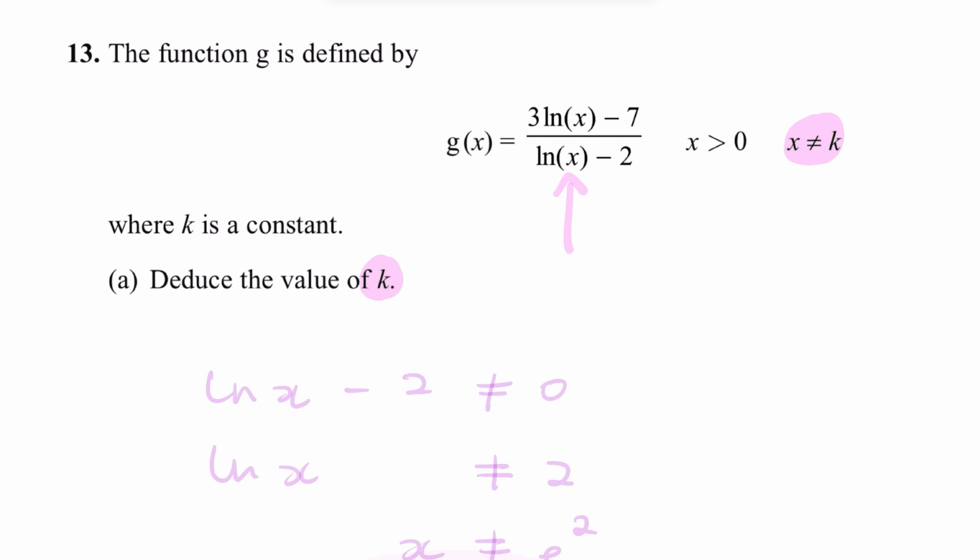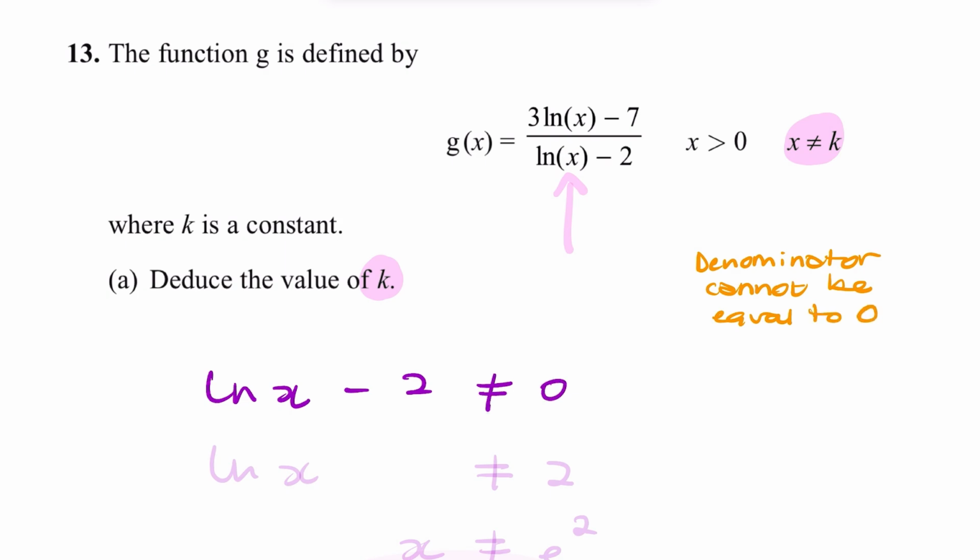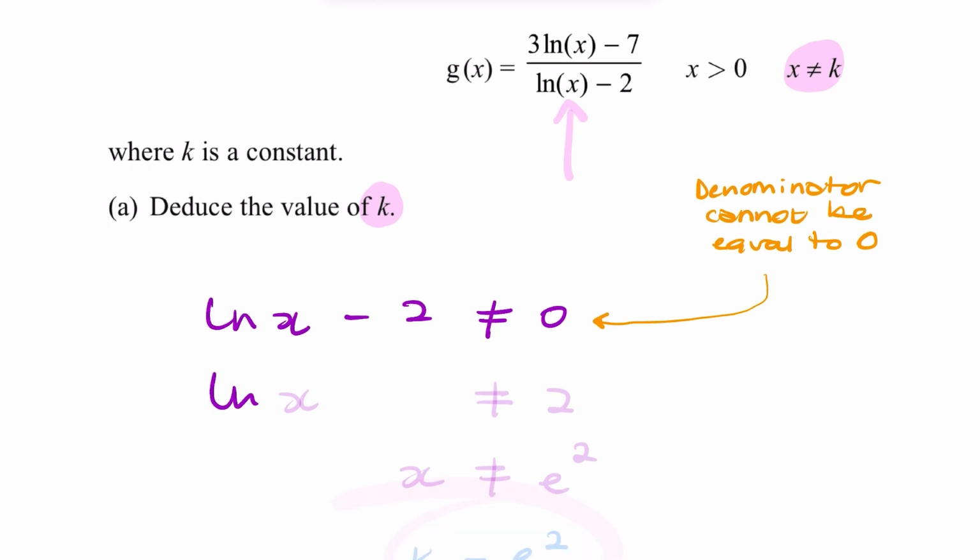Well, x can't be 0, and it can't be negative because you've got the log, and we're told x is greater than 0. But because it's a fraction, the denominator cannot be equal to 0. So we can say that ln x minus 2 cannot be equal to 0. So whatever x is that makes it equal to 0, that's k. So basically, ln x cannot be equal to 2.